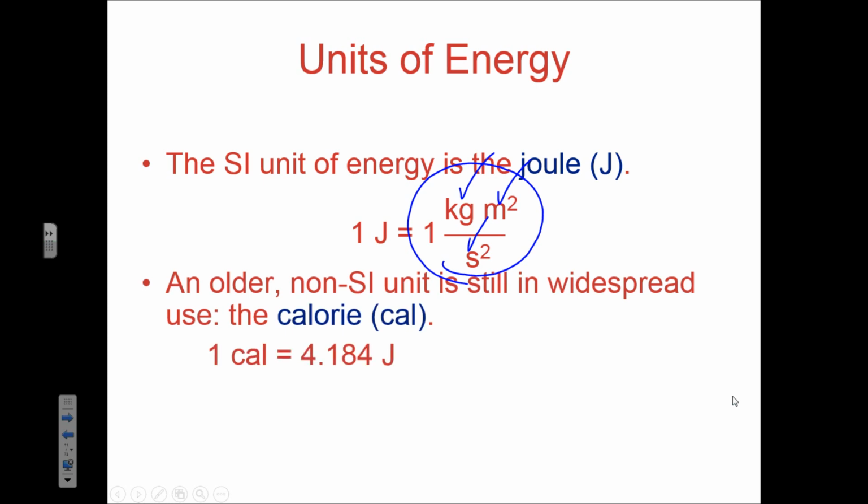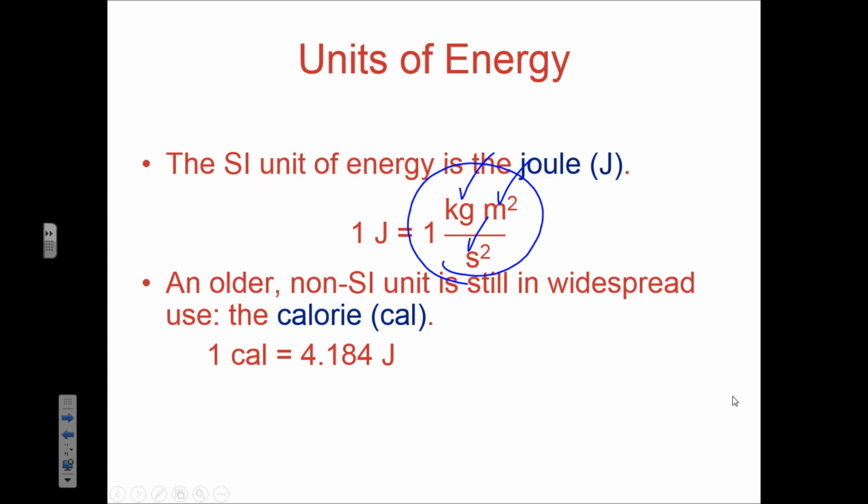Now, an older non-SI unit that's still widely used is actually called the calorie. Now, notice this is calorie with a little c. 1 calorie is actually equal to 4.184 joules. So our SI unit is the joule. Our older non-SI unit that you'll see from time to time is the calorie.